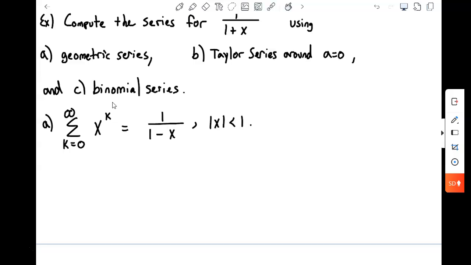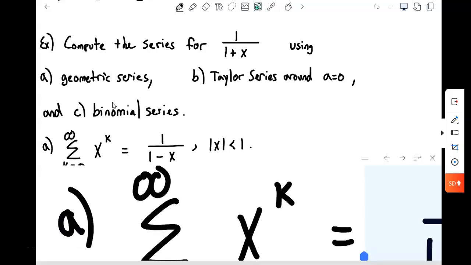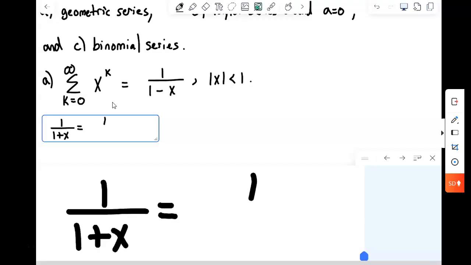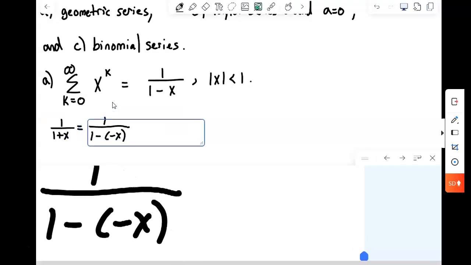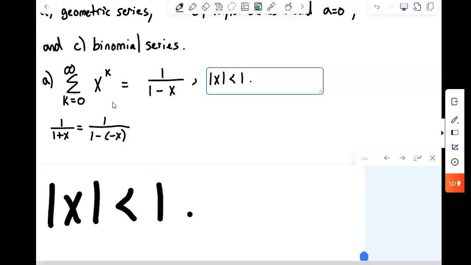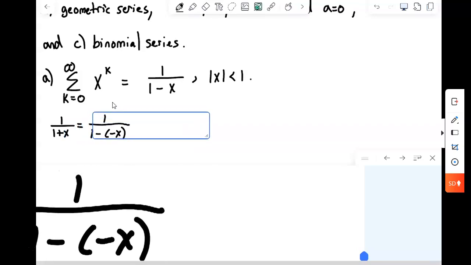So we want to use that to transform it into this form. To transform it into this form, I have to replace the x there with a minus x. And so 1 over 1 plus x could be thought of as 1 over 1 minus a minus x. And then as long as minus x, absolute value of that, is less than 1, in other words, as long as x is between minus 1 and 1, that'll also converge.